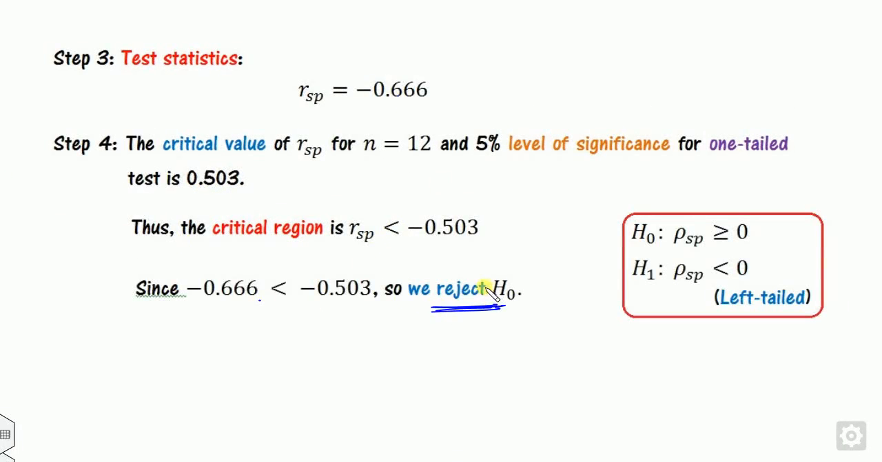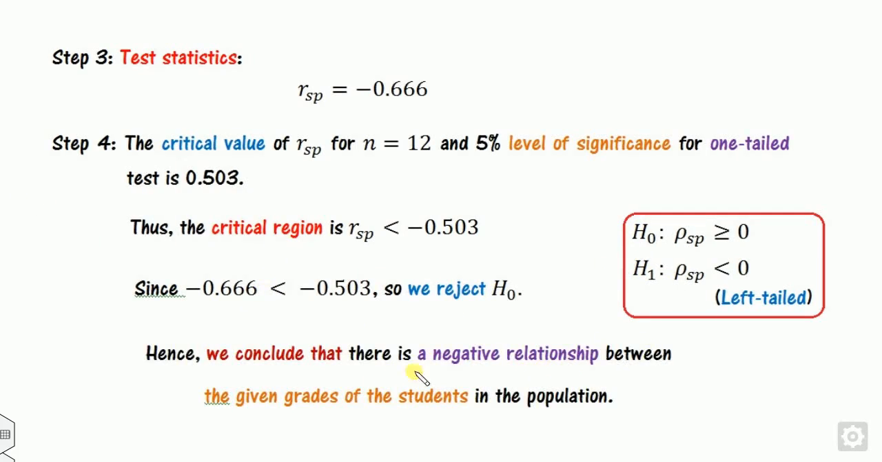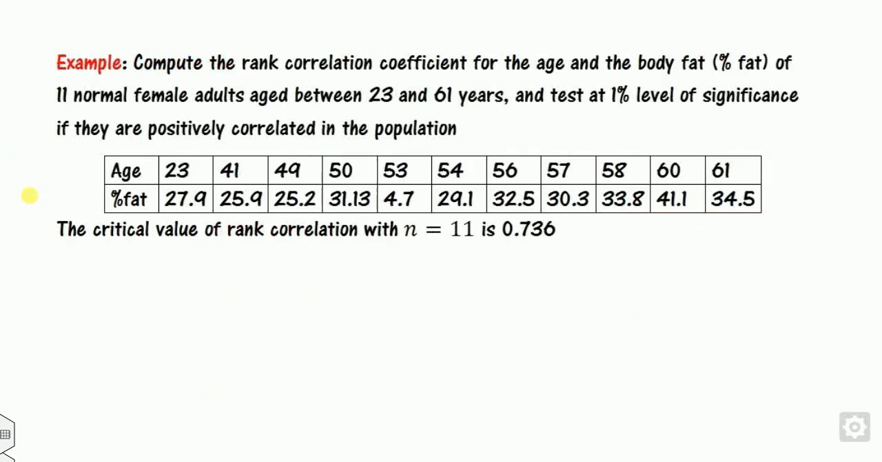So we reject H0. If this is not satisfied, we accept H0. Since this is rejected, it means this is accepted. So there is a negative relation between the grades of the student. So this is the simple procedure. You can solve it with the help of the small sample.